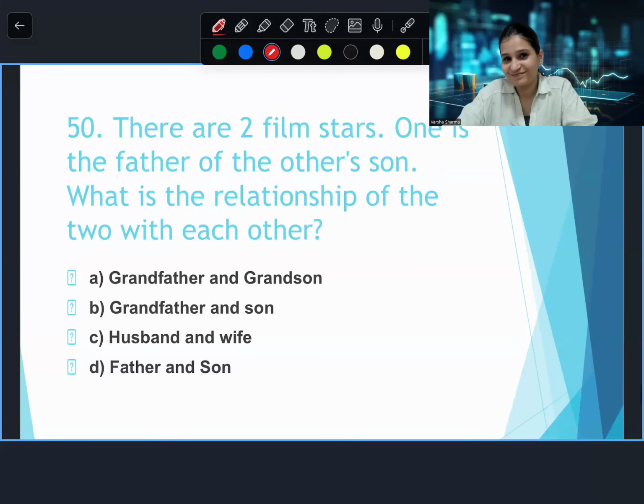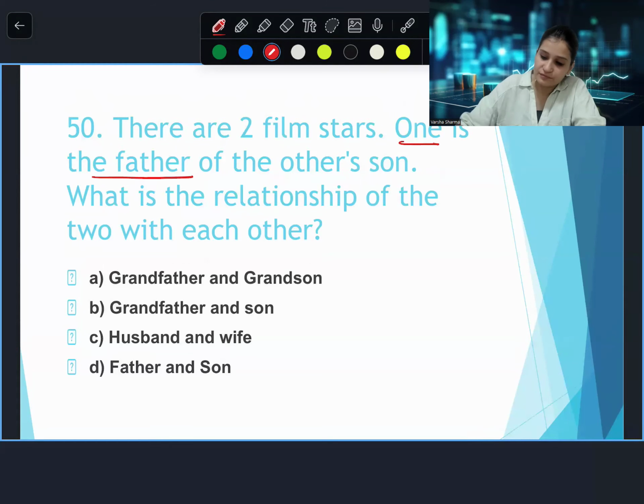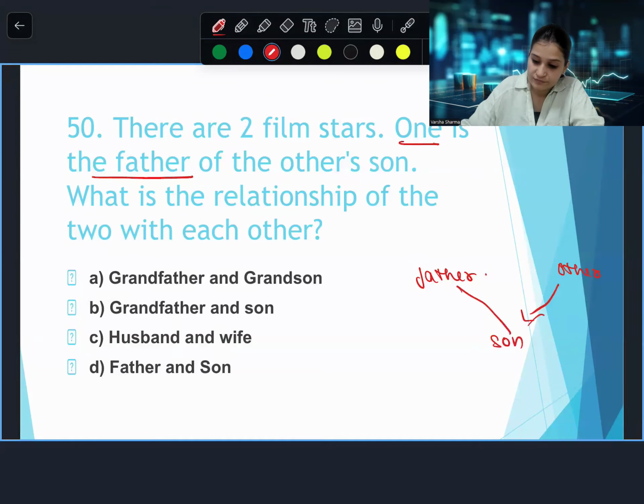Next. Husband and wife. Two film stars. One person is the father. Whose father? The other's son. The other's son's father. If he is the father, this other will be whom? I didn't understand the other part. Mother, ma'am. I also did not understand. Again.